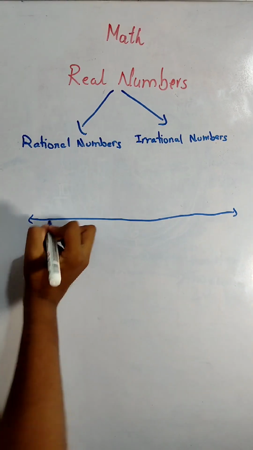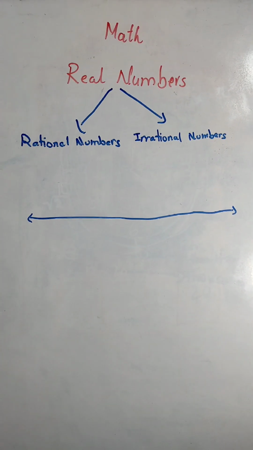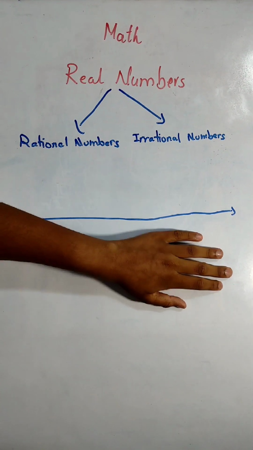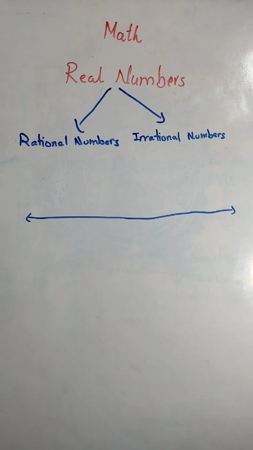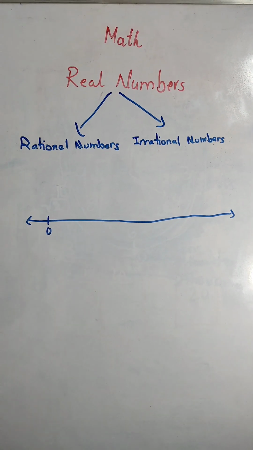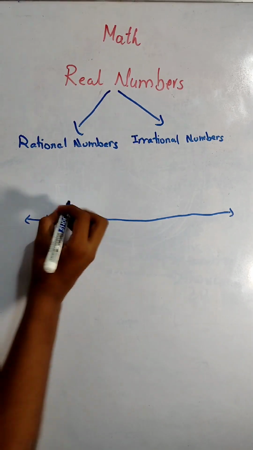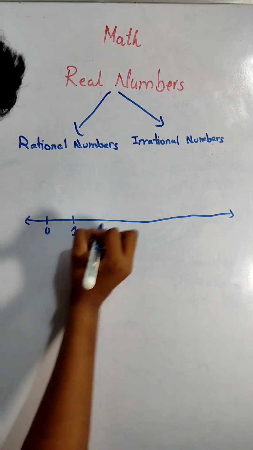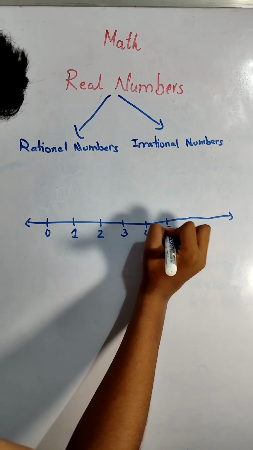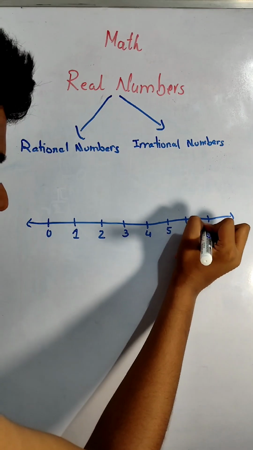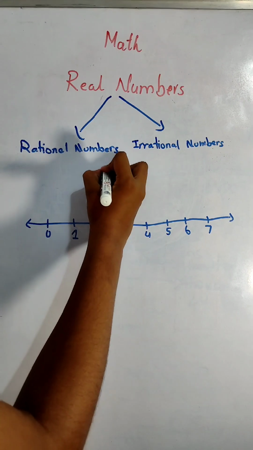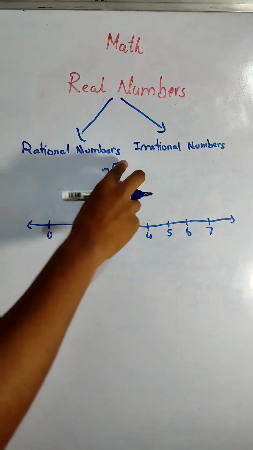So let's take this as a number line. Maybe not straight, but okay, my handwriting is bad. If this is our number line, then let's stick to the positive side only, because the negative side gets very complicated. So if we start with 0, we'll go up to 1, 2, 3, 4, 5, 6, 7. Okay, so how do you mark, let's take the number root 2.